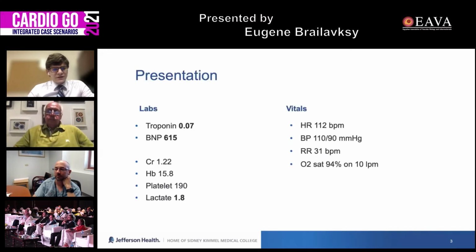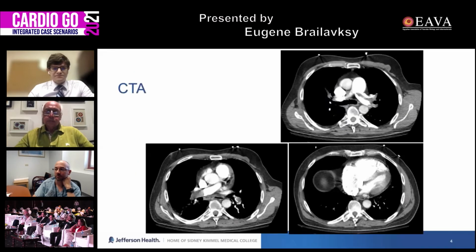These are his labs. So he had, like I said, slightly elevated troponin and BNP. Lactate was slightly elevated. He was a little bit tachycardic, but blood pressure was okay. And he was significantly tachypneic and required quite a bit of oxygen, 10 liters per minute, and was only satting 94%.